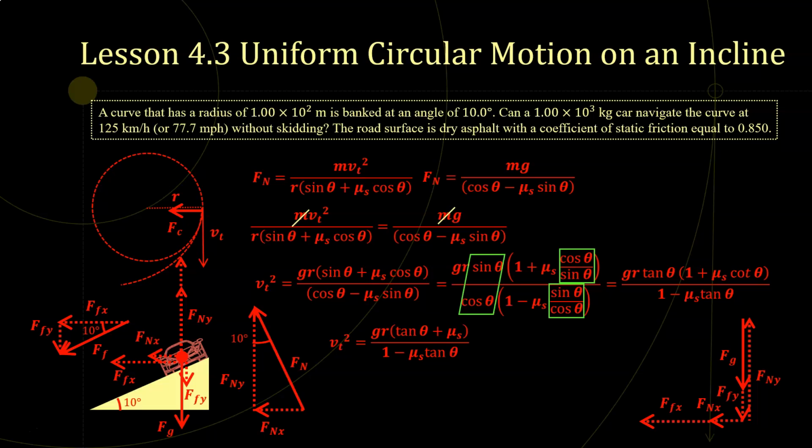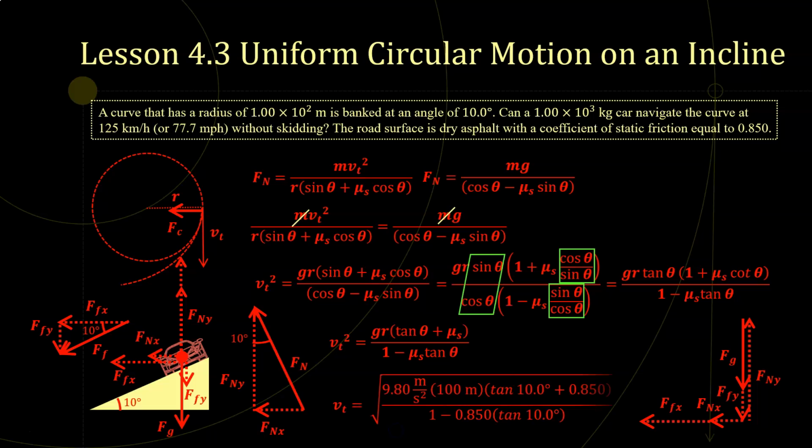I need to solve for the maximum speed that I'm able to take this curve. And to do that, I'm just going to plug in values. I'm going to plug in g, plug in r, 10 degrees is theta. I'm going to plug in my coefficient of static friction on the top. On the bottom, I plug in theta again. And when I evaluate this unwieldy expression here, and remember, I have to take the square root of that all at the end, I find that the maximum speed with which I can take this curve is 34.4 meters per second.